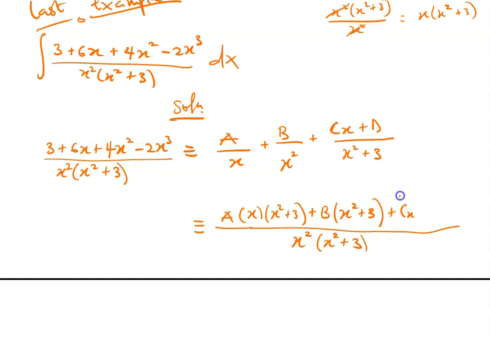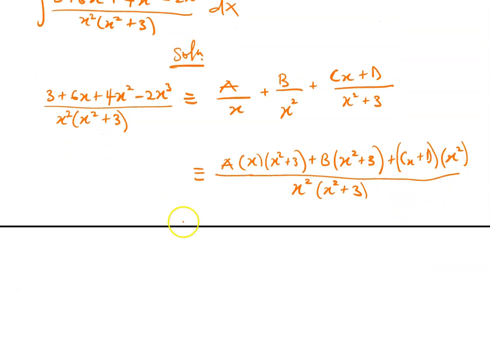Let me put that one in the brackets. (cx + d), all multiplying what? It's multiplying... if I have the x squared plus 3, it will cancel out. So it's multiplying what? x squared. Very good. So at this point, I can simplify further by having what?